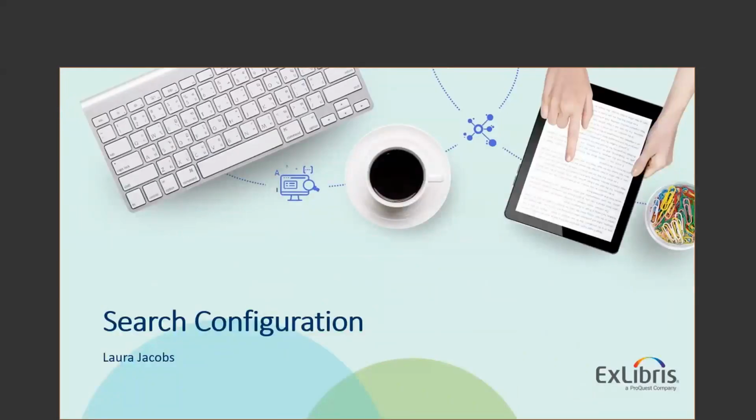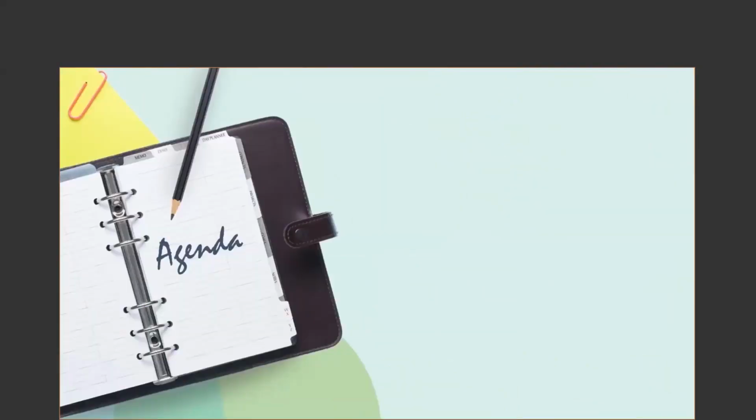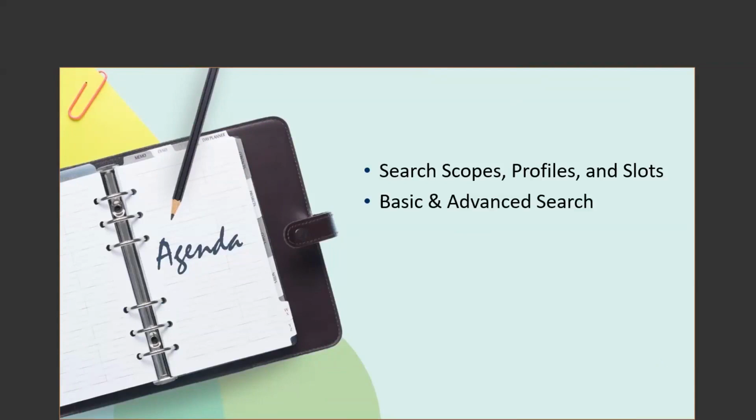And here we are at search configuration. So in today's session, we're going to go over search configuration in Primo, which the sort of meat and bones of it is the search scopes, the profiles, and the search slots. We'll also take a look at the ways that you can configure your basic and advanced searches.